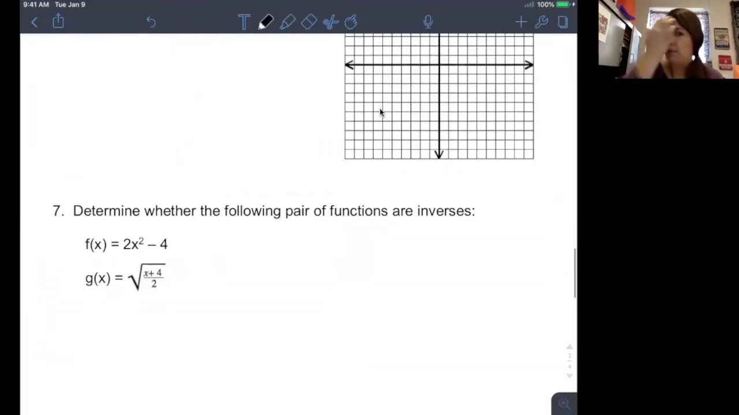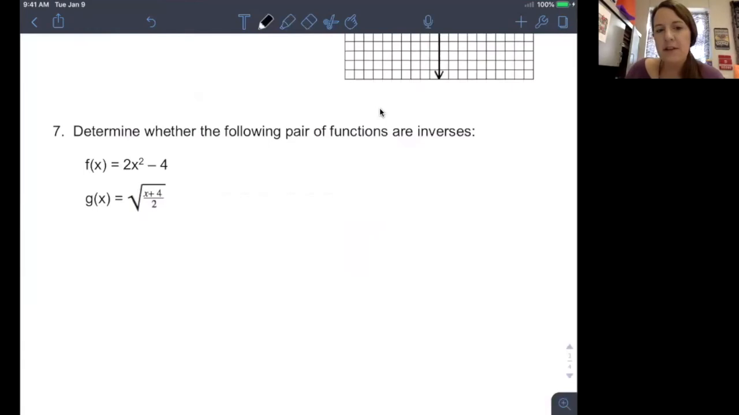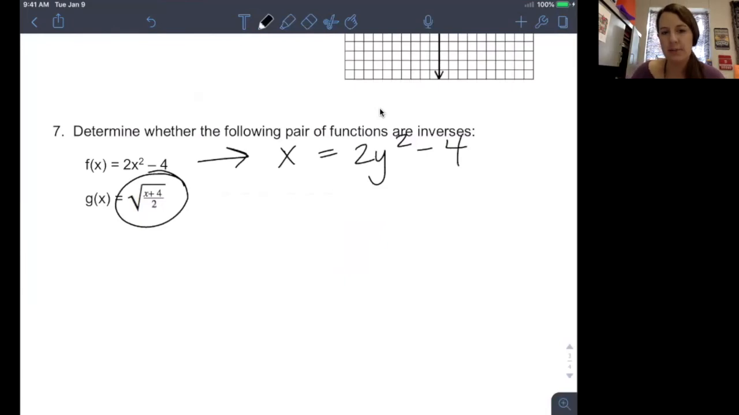Okay, so for number 7, if we wanted to determine if these are inverses, you could choose one to start with. It doesn't matter if you start with f of x or g of x, and you would just find the inverse. So like if I started here, I would switch my x and my y like this, and I would solve for the inverse and see if it got me what g of x says. Okay, so you're just solving one inverse to see if it matches up to the other one. So I'm not going to do that example.